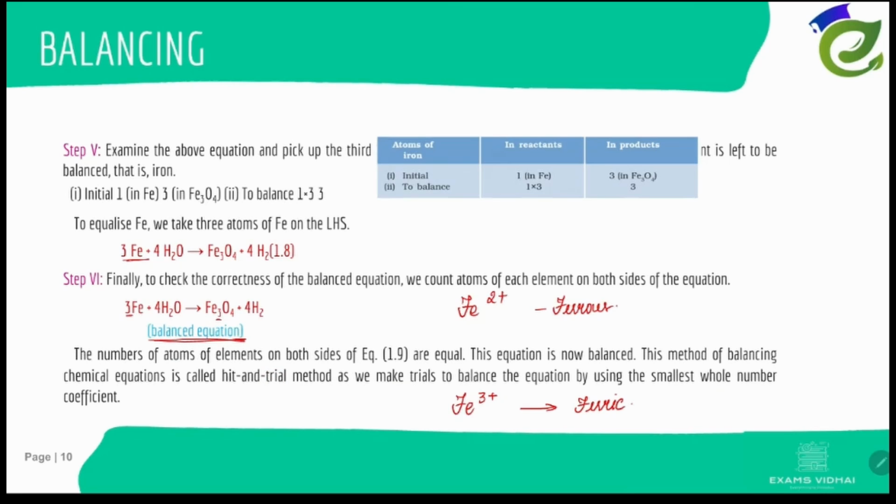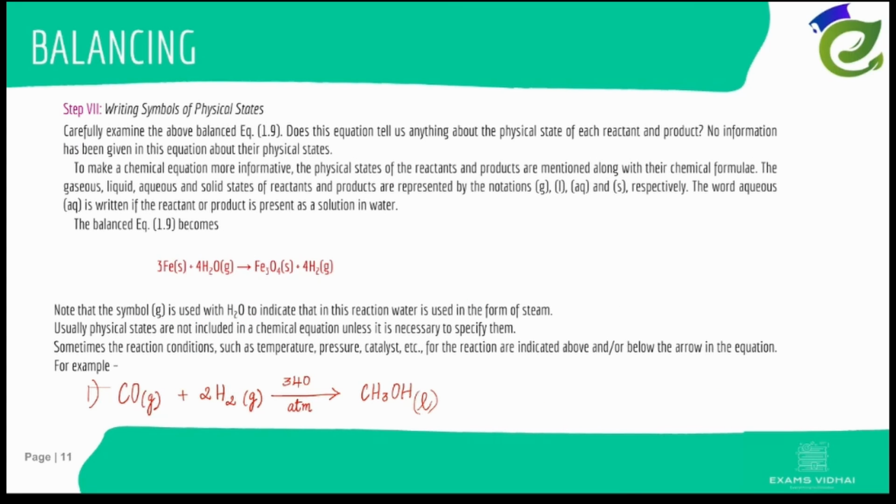Let us take an example. Before going into an example, let's discuss the physical states. What is a physical state? In the reactant side we have iron in the solid state, and in the product side we have iron in the solid state. What is S? S represents solid state.